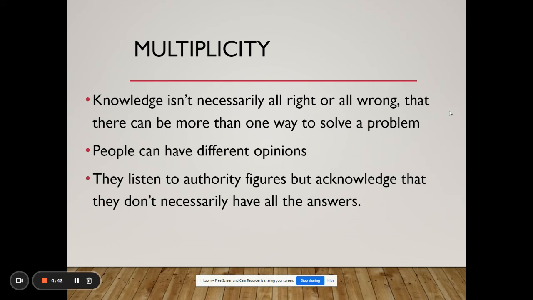Multiplicity is the second overarching category, and this occurs when people start to realize that knowledge isn't necessarily all right or wrong, that there could be more than one way to solving a problem, and people can have different opinions. People who engage in multiplistic thinking listen to authority figures, but they realize that maybe those people don't have all the right answers. So they start to question things a bit.